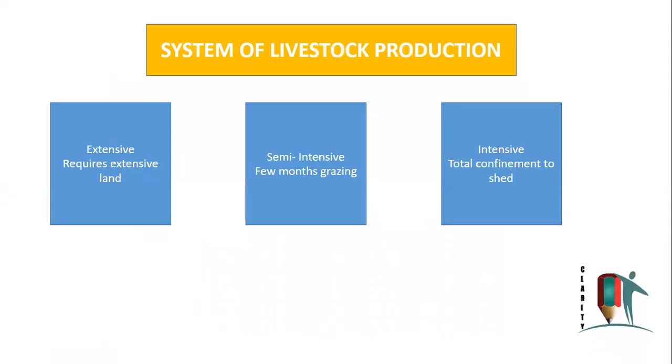Now coming to systems of livestock production, there are 3 types of system: extensive, semi-intensive and intensive. Extensive, as you can understand from the word, requires extensive land and an extensive grazing area, only then can you practice this type of system. For semi-intensive, a few months of grazing and the other few months you can give your own ration to the animal. Intensive is totally confined, as in commercial farms. So they can ask a question like: a commercial farm utilizes which system of livestock production? For a commercial farm, it will be intensive.